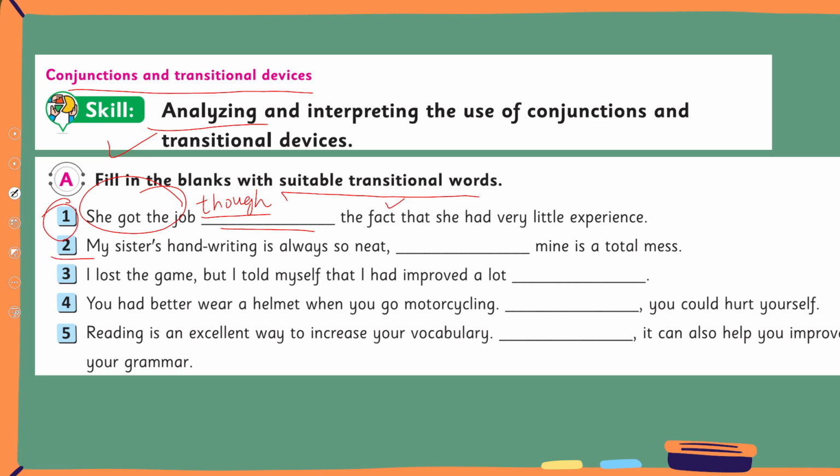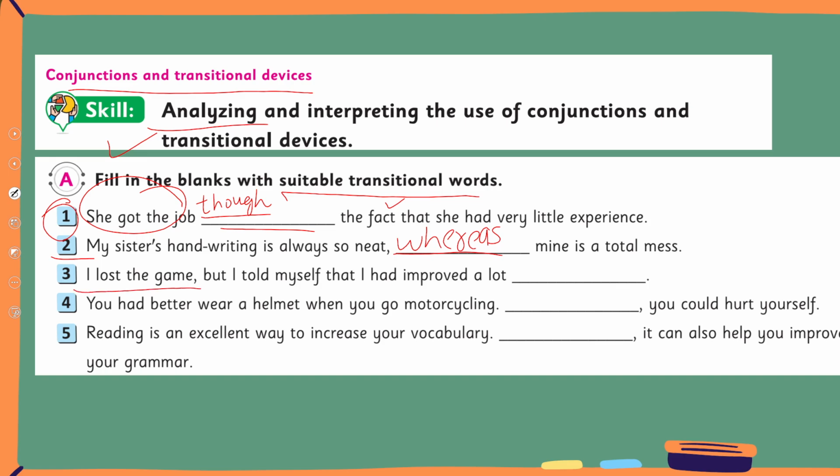next, my sister's handwriting is always so neat. Mine is a total mess. You can use a transitional word like whereas, or on the other hand. It's a transitional device. It's a phrase. So whereas mine is a total mess. So since we are comparing it, and when we are using this transitional word.